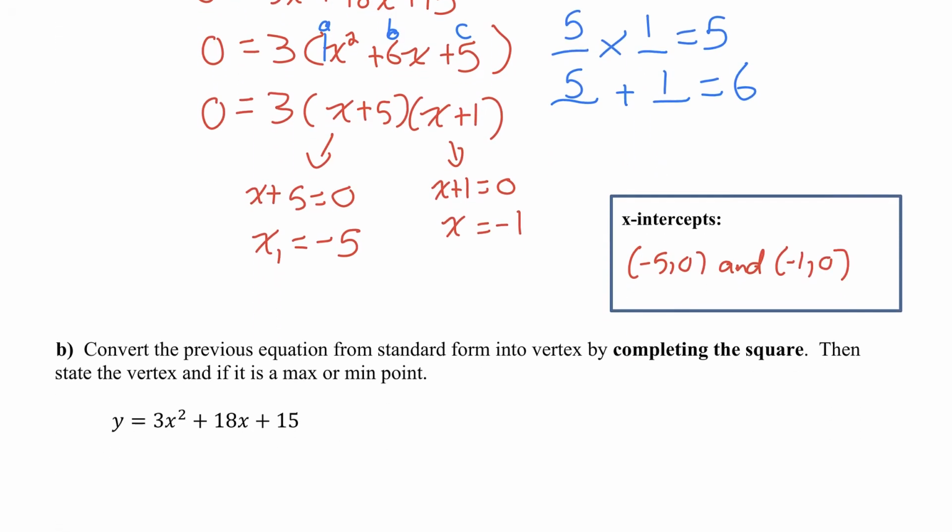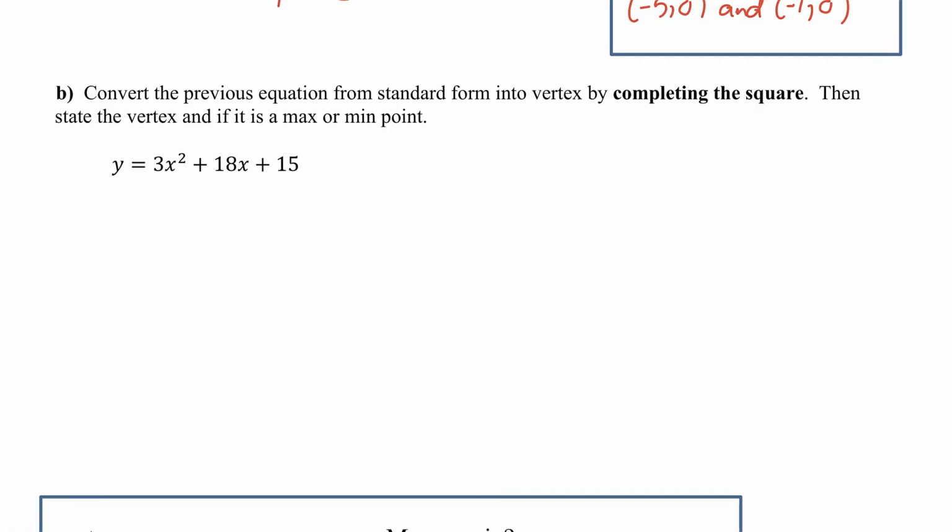Part B says to convert the equation from the previous question into vertex form by completing the square. Then state the vertex and if it's a max or a min point. So for the process of completing the square, what you have to do to start with is common factor the a value from the first 2 terms only. So I'll divide the first 2 terms by 3, giving me x squared plus 6x, and leave the constant at the end.